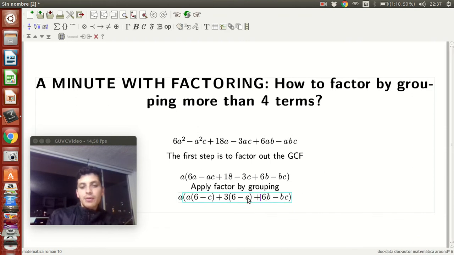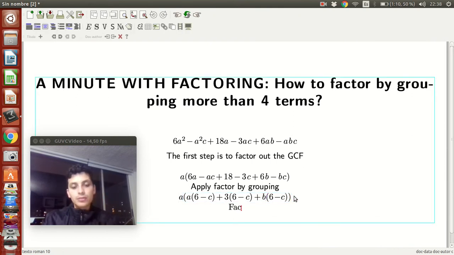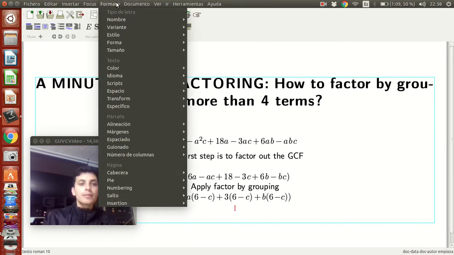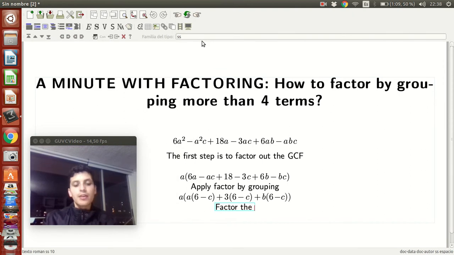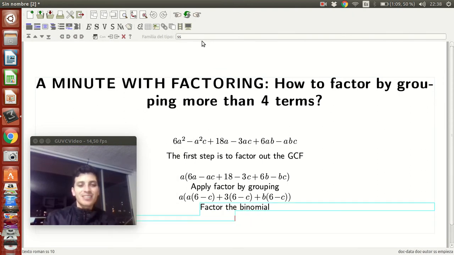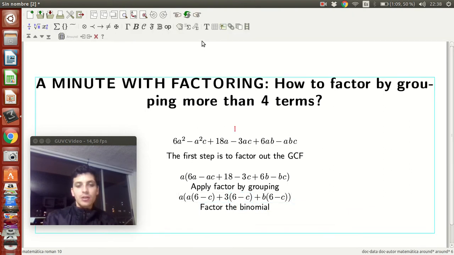And finally we have 6b minus bc, so we factor b, the GCF. Okay, and as you will see, we have a binomial that is a common factor, 6 minus c. So factor the binomial.